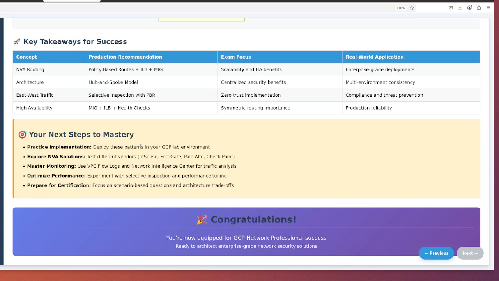By inspecting internal communications, organizations can detect and prevent lateral movement, significantly reducing the impact of security breaches. The implementation details we covered, from infrastructure setup through monitoring and troubleshooting, provide the practical knowledge needed to deploy these patterns successfully in production environments. For your next steps, I recommend implementing these patterns in your own GCP lab environment. Start with the basic hub and spoke setup, then add complexity with east-west inspection and policy-based routing.